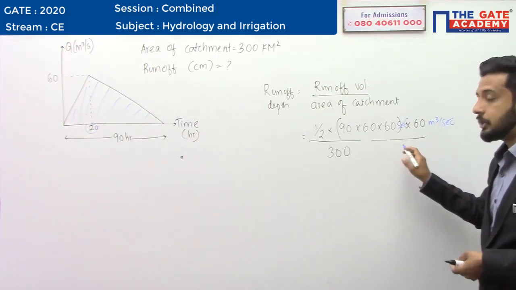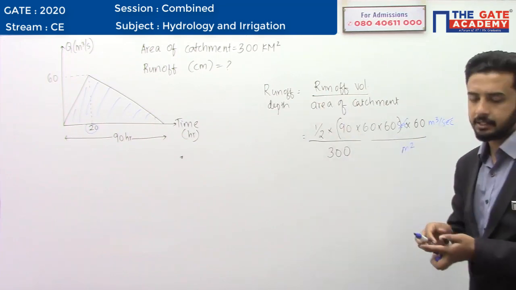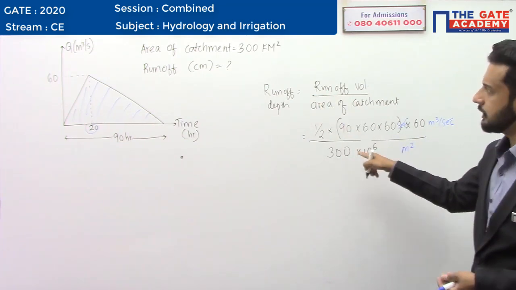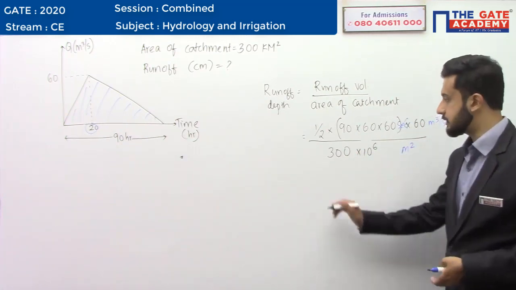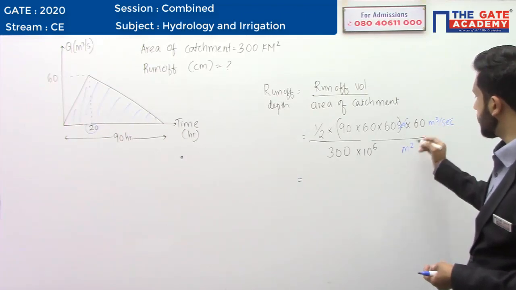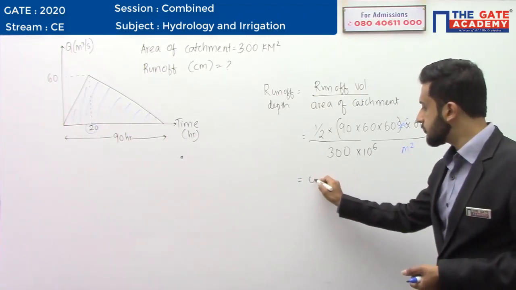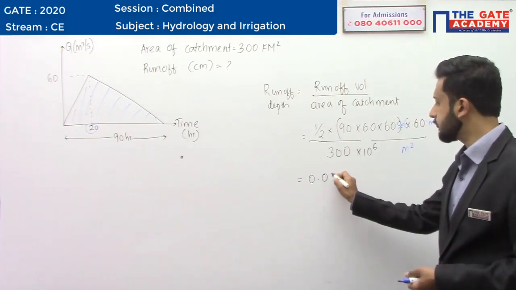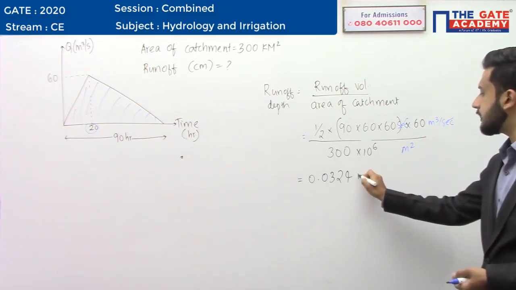Meter cube is here, so the denominator has to be in meter square, then only it will cancel and we will get a depth term. If it has to be in meter square, we know 1 kilometer square is 10 raised to 6 meter square. Then this meter cube and meter square will give my answer in meter. So the answer is 0.0324 meter.